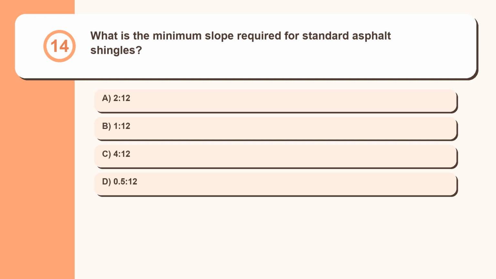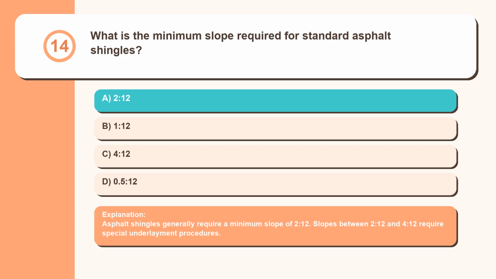Question 14. What is the minimum slope required for standard asphalt shingles? 2:12, 1:12, 4:12, 0.5:12. Asphalt shingles generally require a minimum slope of 2:12. Slopes between 2:12 and 4:12 require special underlayment procedures.